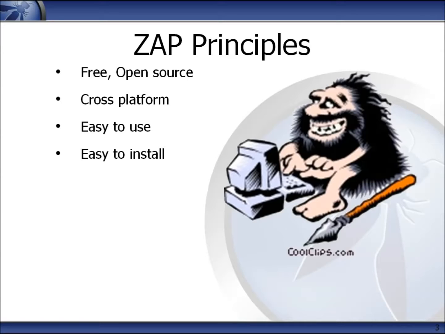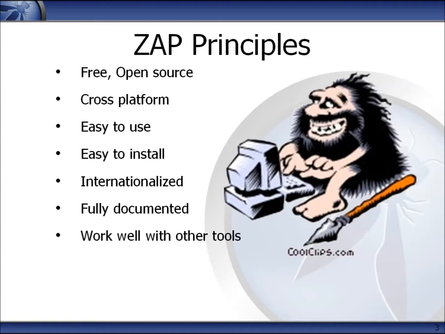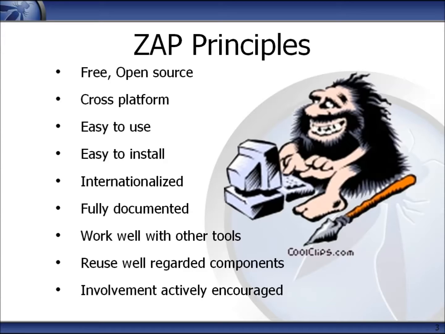It requires Java to run, but everything else is included in the standard downloads. It is fully internationalized and has been translated into a dozen other languages. A full set of help files is included, and these can also be viewed on the web. It works well with other tools, so you can use more specialized tools in conjunction with ZAP if you need to. Wherever possible, we try to reuse other well-regarded components, only implementing new functionality ourselves if there are no other good alternatives. And involvement is actively encouraged. ZAP is a community project, and we try and make it as easy as possible for new people to get involved and contribute.